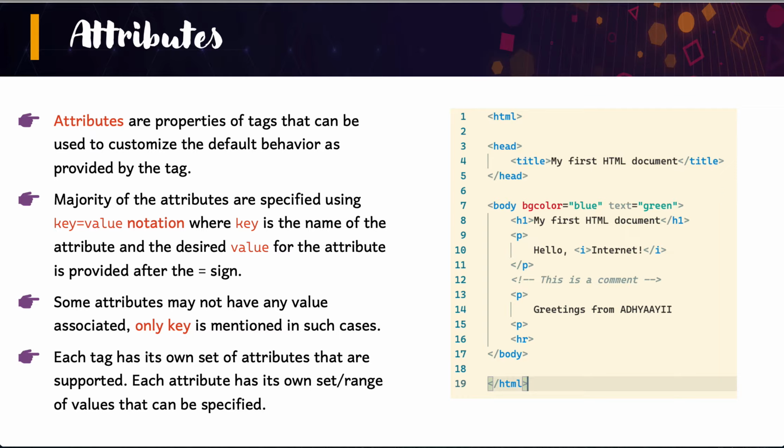So each tag has its own set of attributes that we can use. Any unsupported attribute, if you specify, will be ignored. Likewise, each attribute has a set of values that you can use. For example, BG color is blue, but if somebody says BG color is equal to Rama, that is not a valid supported color. Therefore, such things are ignored. So each attribute has its own set of values that can be specified. These are attributes.